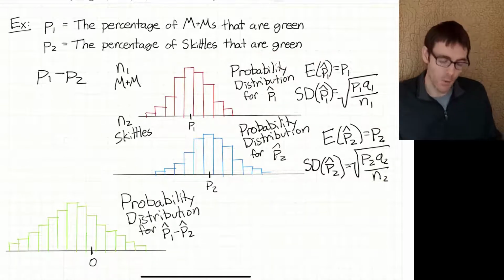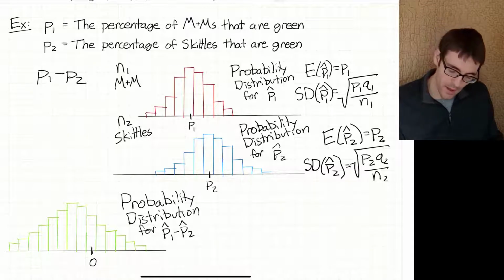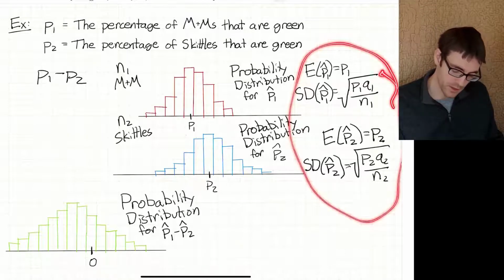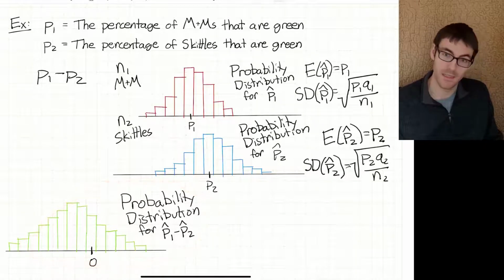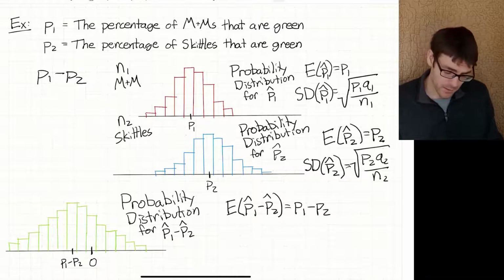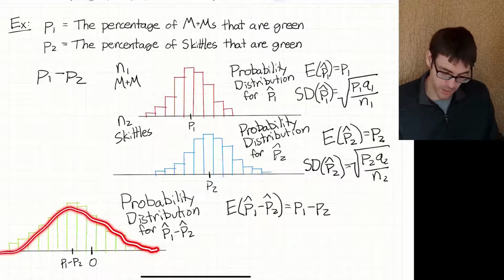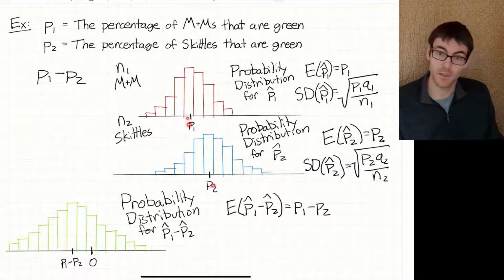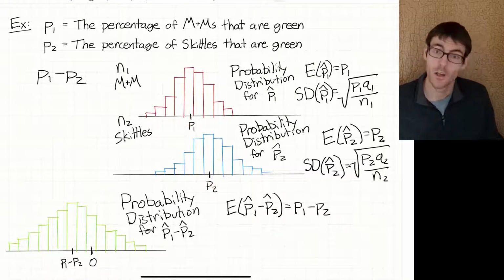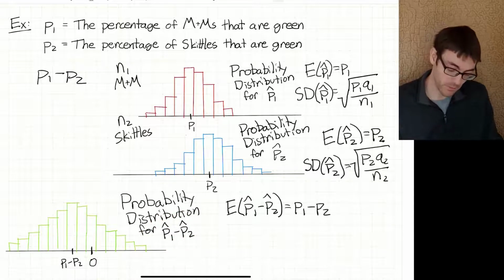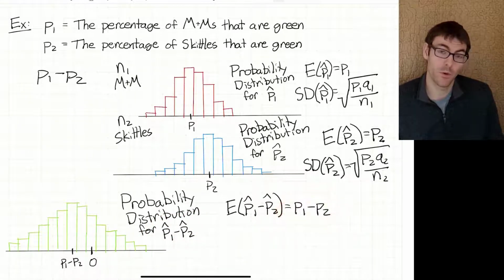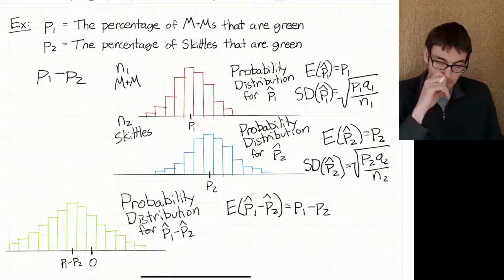The question that we're now asking is, how do I take this information and say something about the probability distribution for the difference of these two values? As you might expect, the middle of this distribution should be the difference between these two values. So the expected value of the difference of proportions in our sample should be the same thing as the difference in proportions of our population.